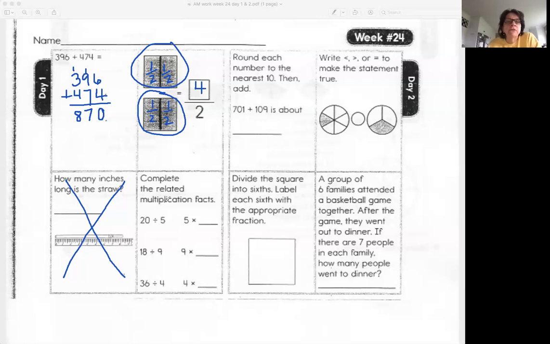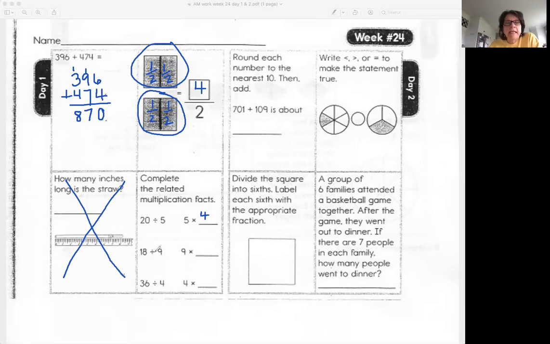Okay, the last question for day 1 is complete the related multiplication facts. So I have this division fact, 20 divided by 5. And if I don't know that, I can certainly think to myself, 5 times what equals 20? Well, that's 5 times 4. Remember, I can skip count: 5, 10, 15, 20. Skip count till I get to 20, count my fingers, that's 4. So that means 5 times 4 is 20.